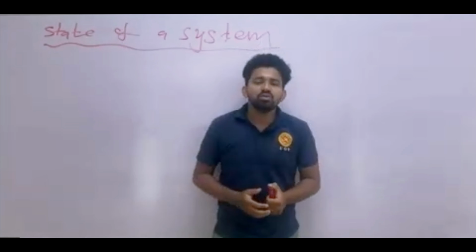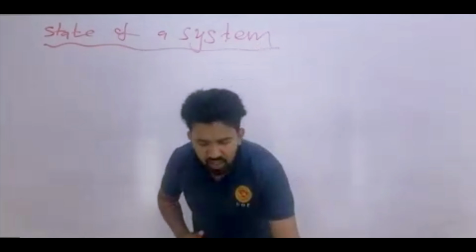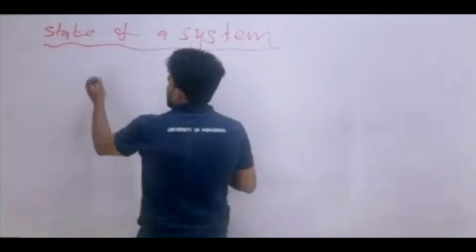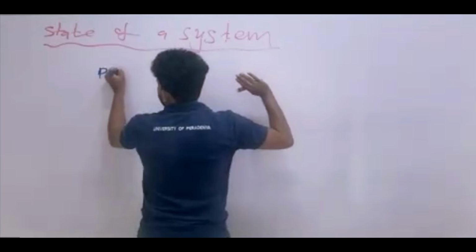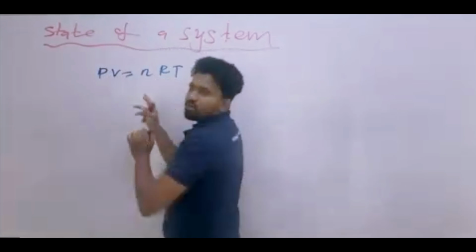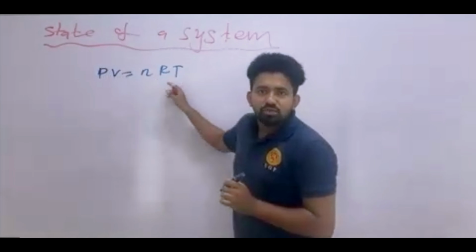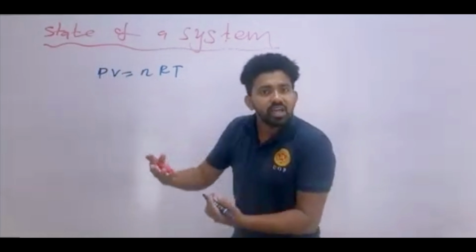Right. So we need to know what the state of a system is. That is a simple thing. I'll explain, so keep working with me, right? If we consider a gas, PV = nRT is the equation that we use to do the calculations regarding gases.